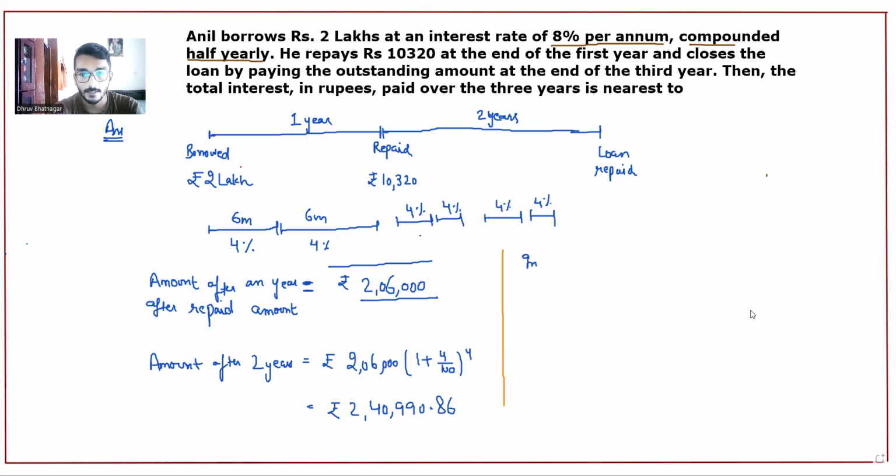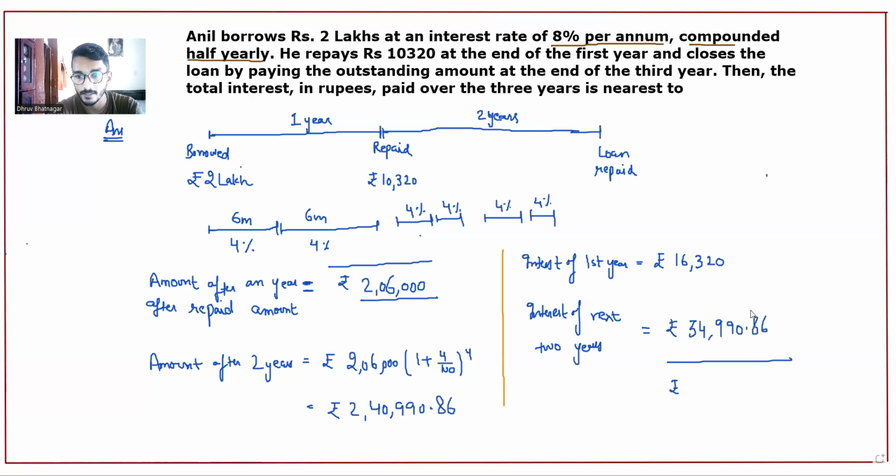All right. So what is the interest after a year? After the first year, what is the interest that you gain? So you gain 16,320, the amount minus principal. And what is the interest for the next 2 years? So I will just subtract these two amount values. It would be 34,990.86. Adding these two numbers will give me the total interest, that is roughly 51,311. So option B would be the answer.